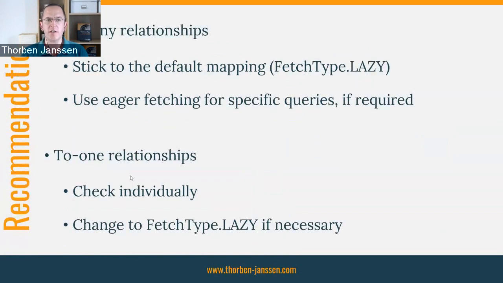So my recommendation here is that you should use lazy fetching in almost all cases. That's the default for to-many associations, so please stick to the default. And we will talk about the lazy initialization exception in a second. And for to-one associations, please check on an individual level. In most cases, you should change your fetch type to fetch type lazy, and especially set it to lazy if you're implementing a new domain model. If you're refactoring an existing one, sometimes it might be okay to use eager fetching, even if it's not that efficient.